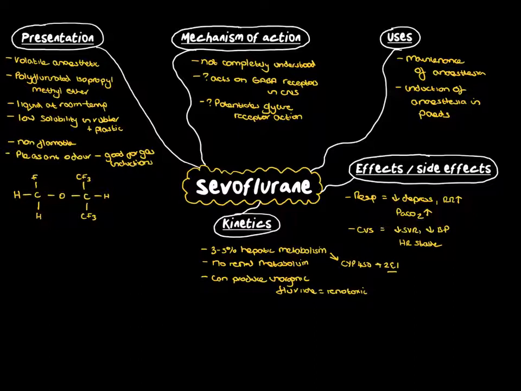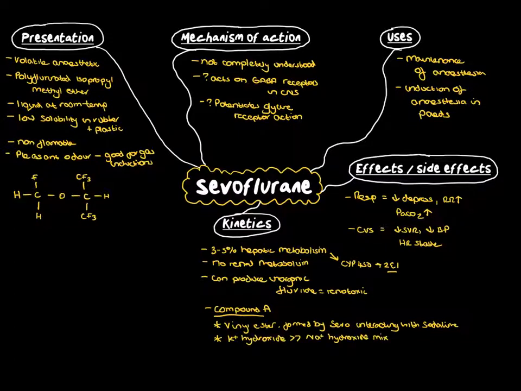One of the things to mention when speaking of pharmacokinetics, we must mention compound A. Compound A is a vinyl ester that's formed when sevoflurane interacts with CO2 absorbers, such as soda lime. It's more predominantly associated with potassium hydroxide rather than sodium hydroxide combinations. It's been shown in rat models to cause renal toxicity, cerebrotoxicity, and hepatic damage.